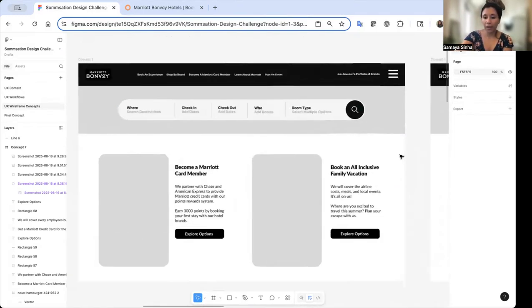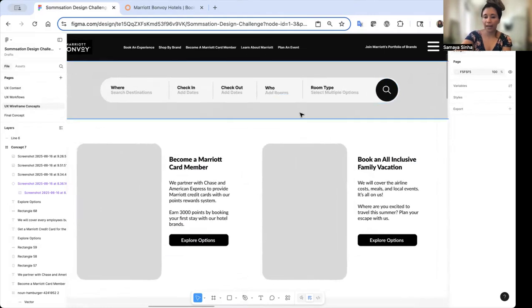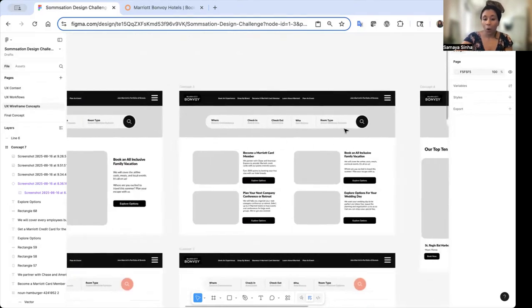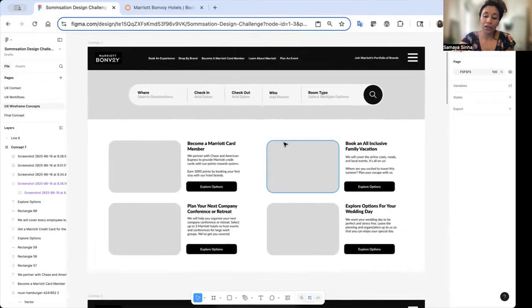So this might be a way to prioritize both the checking in, but also 2 tiles that they would like to showcase. Maybe it's about becoming a card member or booking an all-inclusive family vacation and then clicking into explore options. Or maybe they'd like to prioritize 4 different elements right above the fold. And so this would be booking their stay, but also becoming a card member, all-inclusive vacations, plan your next company conference, or explore options for your wedding day.